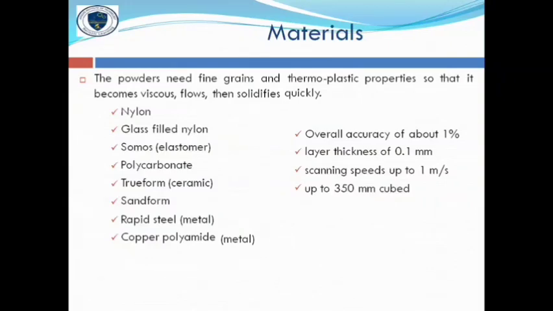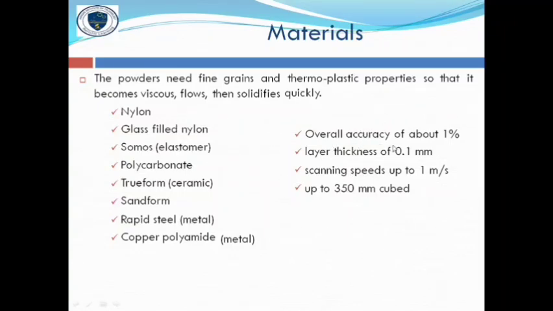So what are the materials that we are going to use in SLS powder-based manufacturing? The first one is nylon, then glass-filled nylon, and also elastomer. Polycarbonate is widely used because it is durable and at the same time heat resistant. Then ceramics, meaning true form, and also sand forms. At last, the metal-based ones, that means rapid steel and also copper polyamide. Based on these materials, we come to the process parameters.